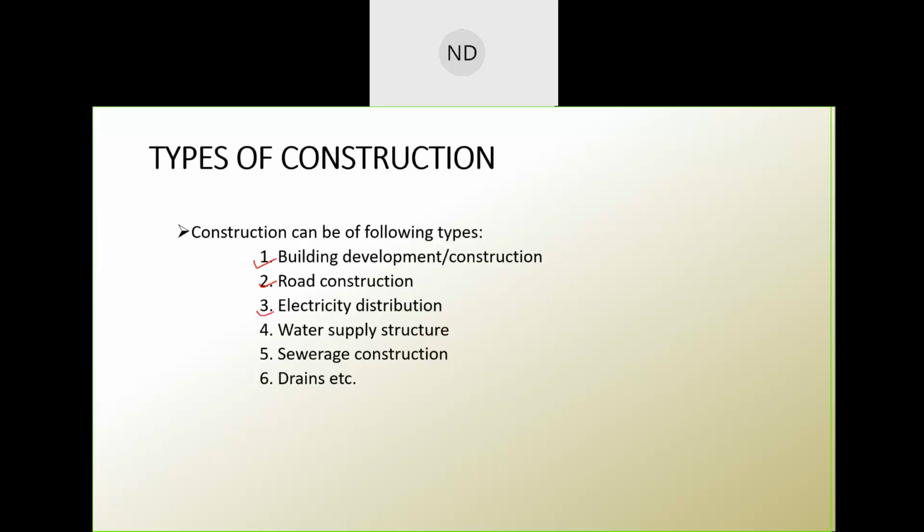You have to do the electricity portion also. When you're constructing a building, you have to take care of the water supply structure. You have to construct the water supply structure also on the building which you're constructing. Sewerage systems also have to be constructed. You have your drains; proper drainage facilities have to be provided in your building construction. Okay, these are the construction practices which you need to always perform when you're constructing a structure, a building, you can say.